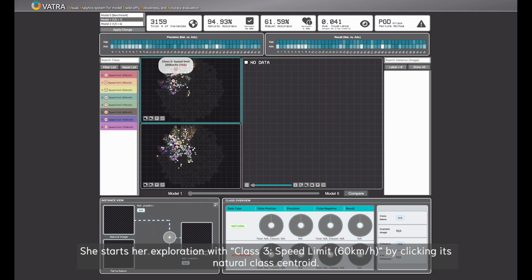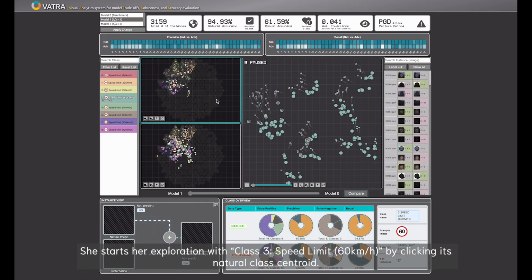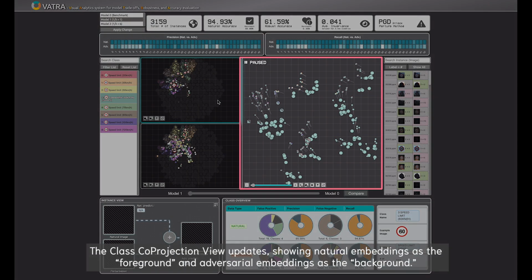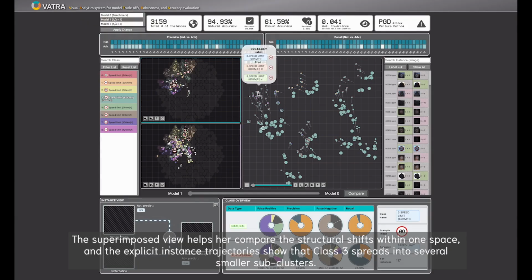She starts her exploration with Class 3, speed limit 60 km per hour, by clicking its natural class centroid. The class code projection view updates, showing natural embeddings as the foreground and adversarial embeddings as the background. The superimposed view helps her compare the structural shifts within one space, and the explicit instant trajectories show that Class 3 spreads into several smaller subclusters.